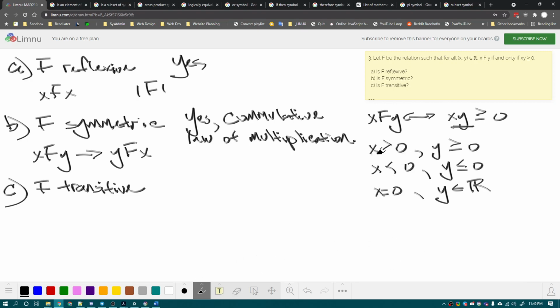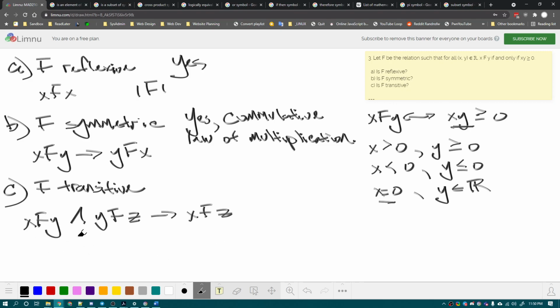As I mentioned, when x is positive, y is either 0 or positive. When x is negative, then y is either 0 or negative. But when x is 0, y can be any number. So to remind you what the transitive relationship type is, if we're given that x is related to y through f and y is related to z through f, then x must be related to z through f.